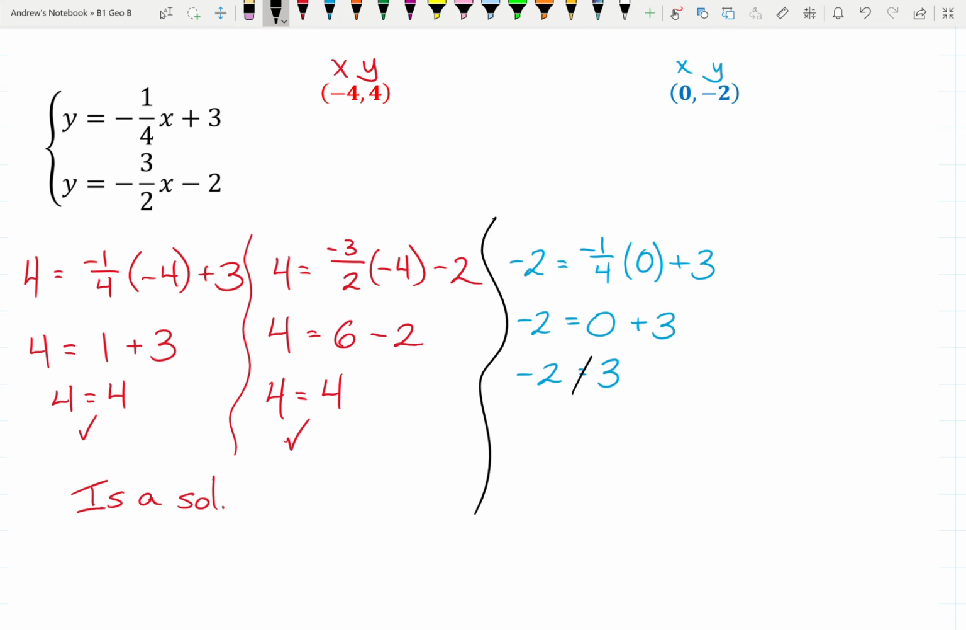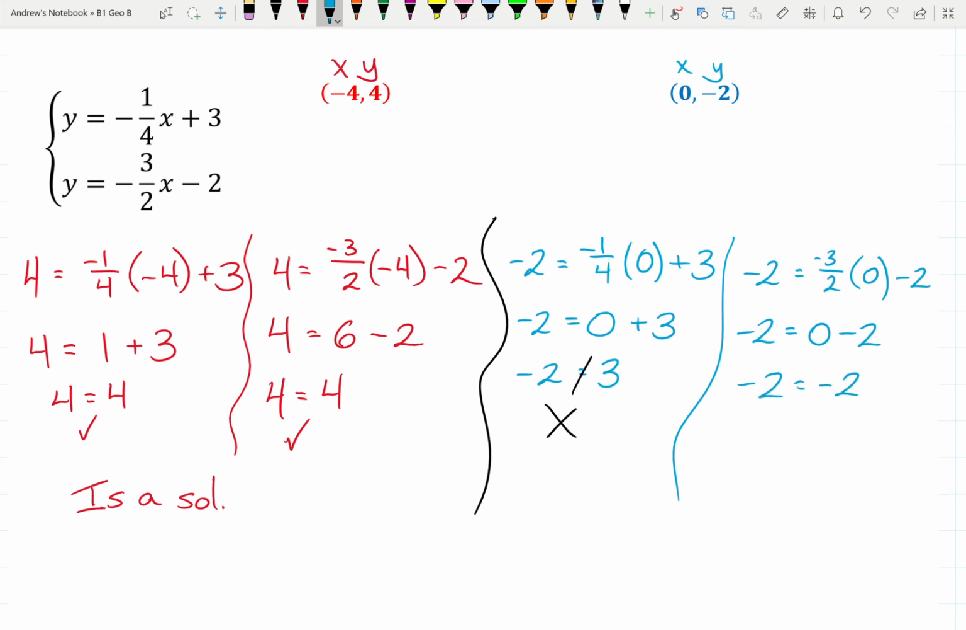So theoretically, we could stop here. We know that this is not going to be a solution. And honestly, we're perfectly fine doing that. If it doesn't work for both, I know it's not a solution. So there's not really much of a point in finishing this one out. If you really wanted to, I can do it out real quick if you're curious about what it'll look like. It's y equals, oops, the y was negative 2, going a little too fast. Negative 3 halves x minus 2. This is 0 minus 2, and negative 2 does equal negative 2. But again, it doesn't work for both of these.